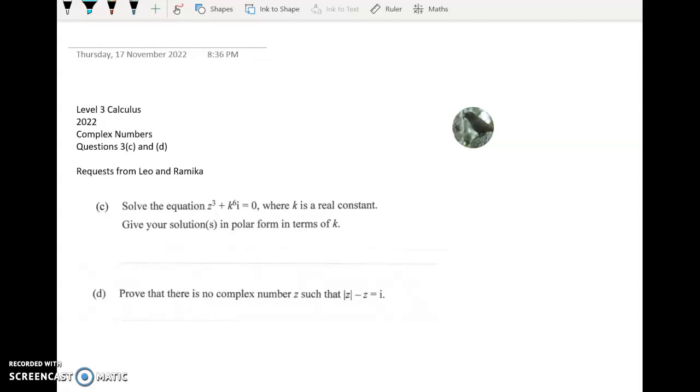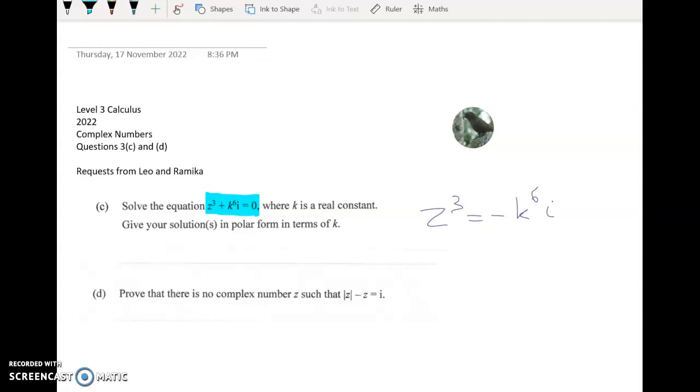So question 3C is kind of a classic where we're given an equation and we have to solve it. And if we work in polar form using de Moivre's theorem, it's pretty straightforward. The key idea in here is that we can rewrite this equation to be z cubed is equal to negative k to the power of 6i, and k is a real constant.